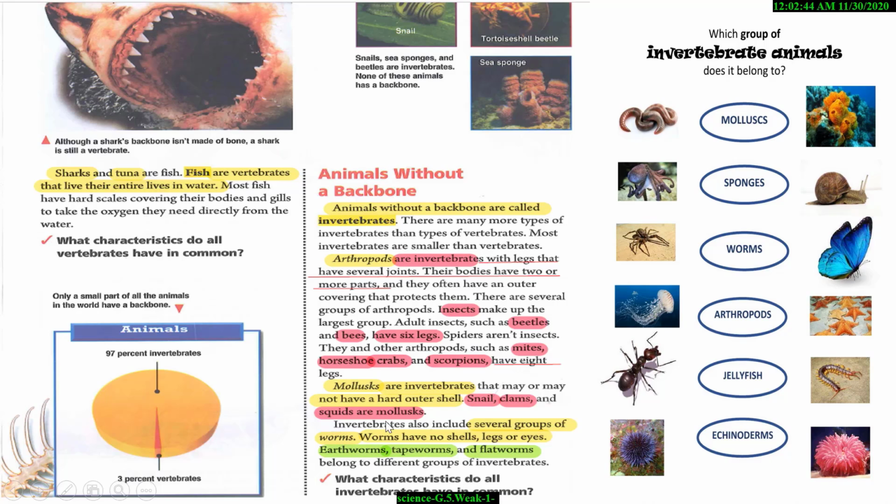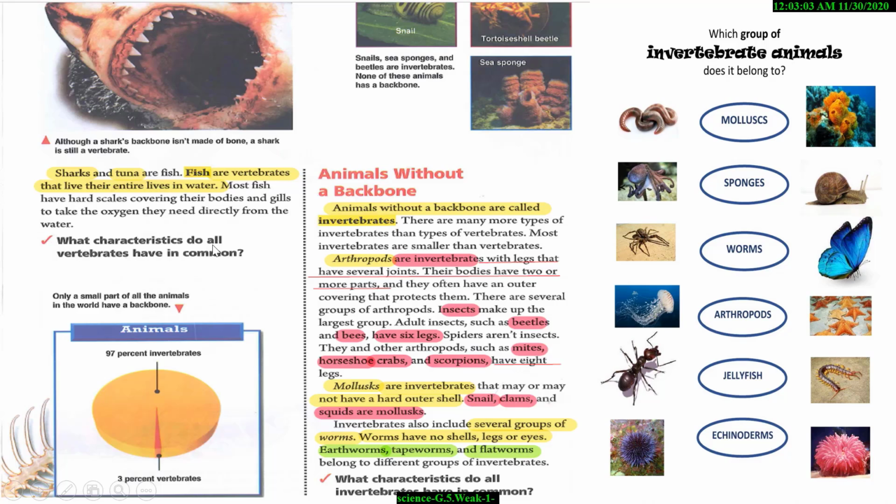And another group of invertebrates, worms. The characteristics of worms: they have no shells, legs, or eyes. And worms are classified into three groups: earthworms, tapeworms, and flatworms.